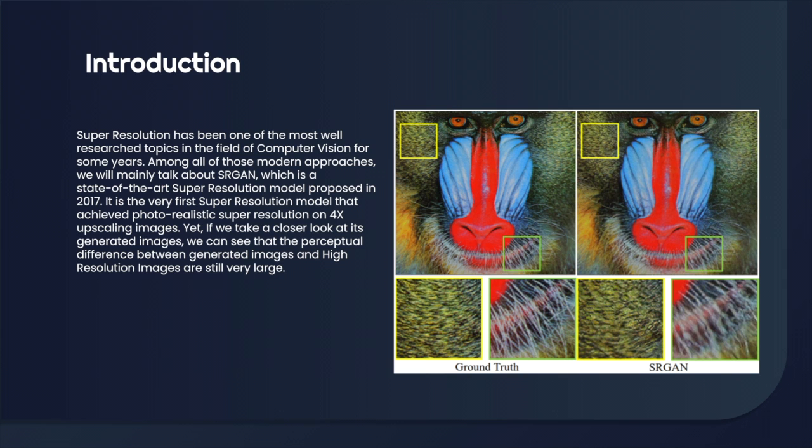Super-resolution has been one of the most well-researched topics in the field of computer vision for some years. Among all of those modern approaches, we will mainly talk about SR-GAN, which is the state-of-the-art super-resolution model proposed in 2017. It is the very first super-resolution model that achieved photorealistic super-resolution on 4x upscaling images. Yet, if we take a closer look at its generated images, we can see that the perceptual difference between generated images and high-resolution images are still very large.